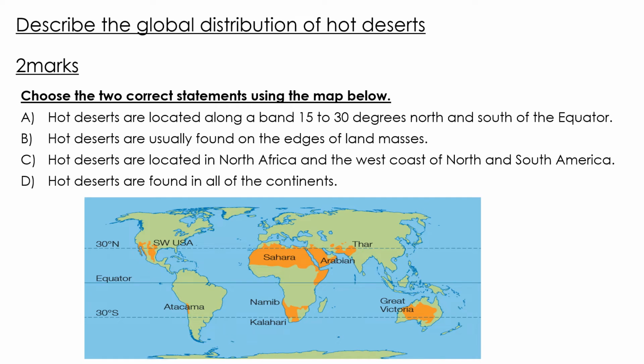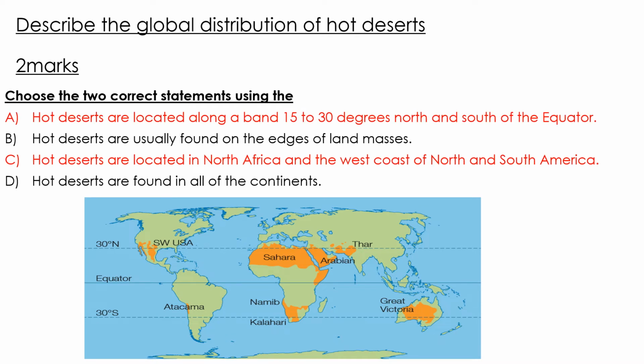I'd like you to have a look at the statements below. I've provided you with 4. There's also a map. What I'd like you to start to think about is where are deserts found on the Earth's surface? So there are 2 sentences below which are correct, and there are 2 sentences which are incorrect. I'd like you to read through them, and using the map below, write down the 2 correct statements into your book. You can pause the PowerPoint now.